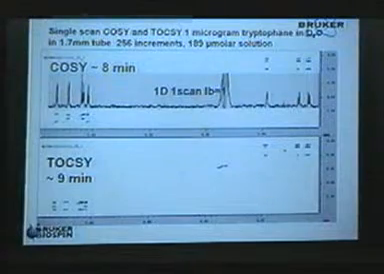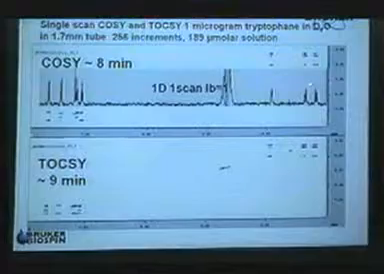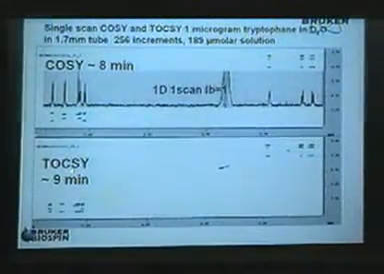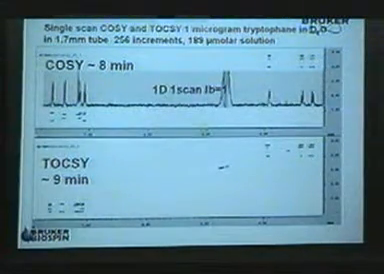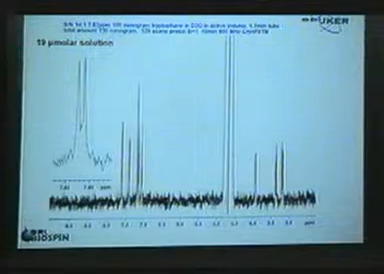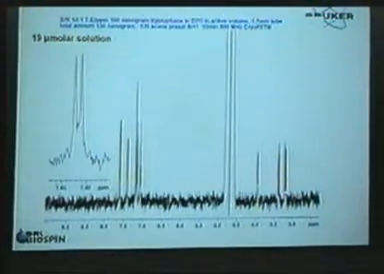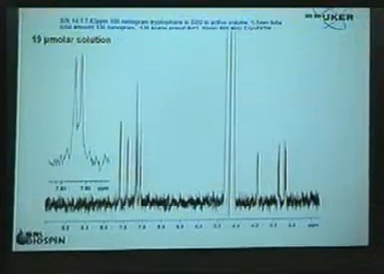This is a single scan COSY and TOXY in 1 microgram of tryptophan. COSY in 8 minutes. This is a COSY here, and this is the 1D. This is a TOXY here in 9 minutes. Next slide. This is now 19 micromolar solution. Okay, you see it's very nice signal to noise in 128 scans. Next slide.